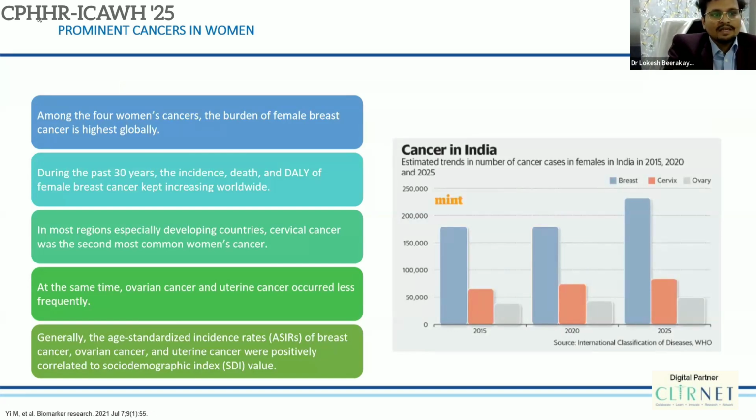And also, you can see the age standardized incidence rates of breast cancer, ovarian cancer, as well as uterine cancer were positively correlated to the socio-demographic index value. You can see on the right the estimated trends in 2015, 2020, and 2025. Still, breast cancer is leading, followed by cervical, and next the ovarian cancers.